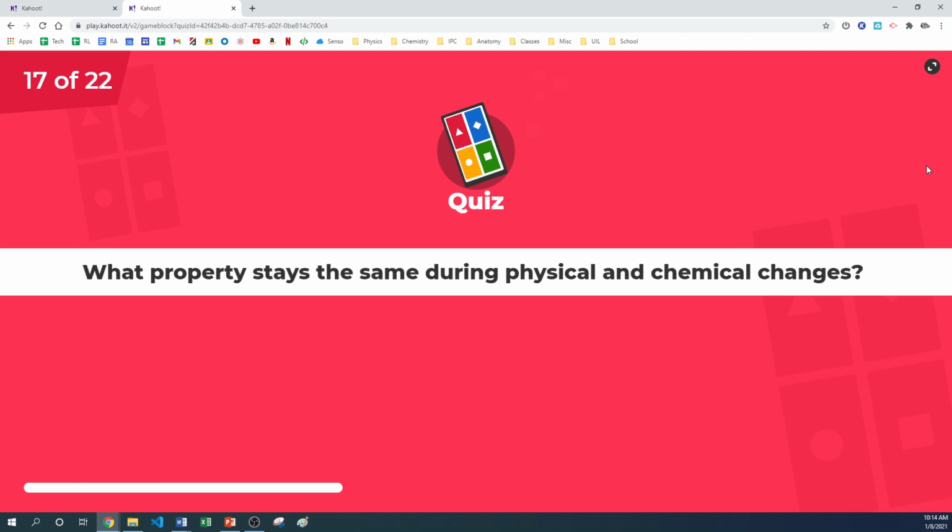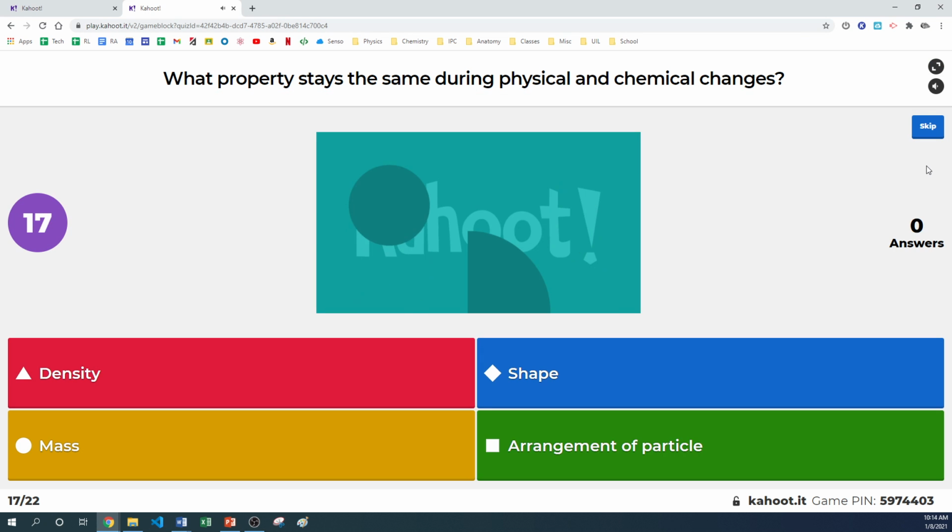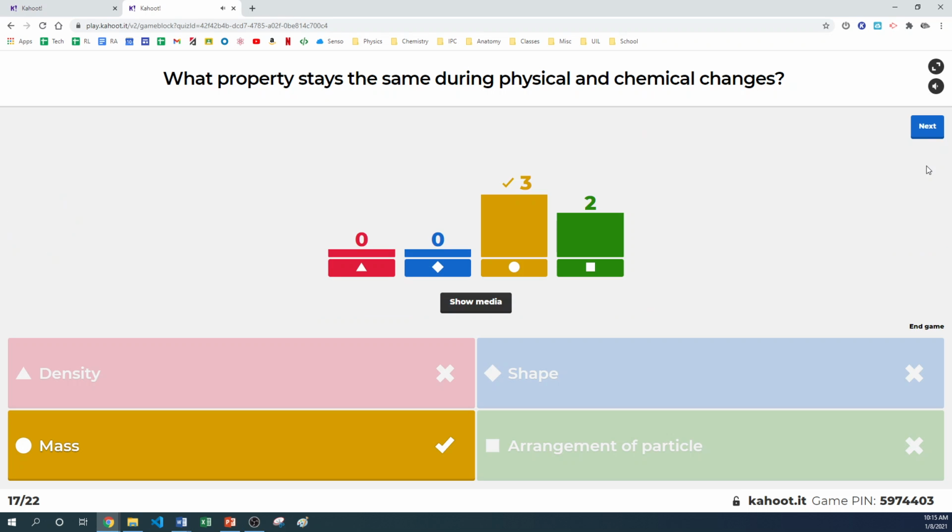Which property stays the same during physical and chemical changes? So the density can change. For example, ice is less dense and floats on liquid water. Shape can change. The arrangement of particles could be in the liquid arrangement or the solid arrangement. But mass stays the same. If you freeze 1 kilogram of water, it stays 1 kilogram.